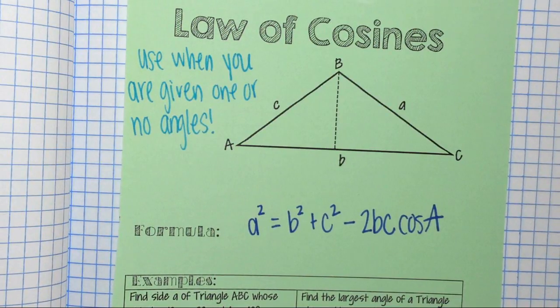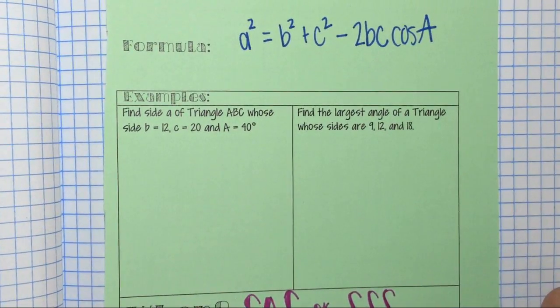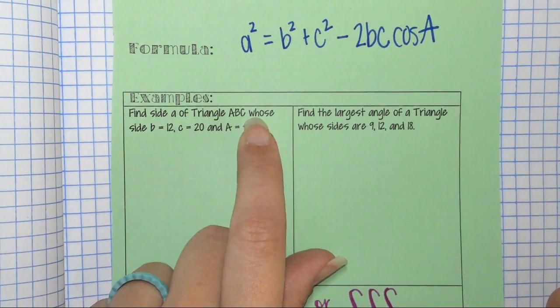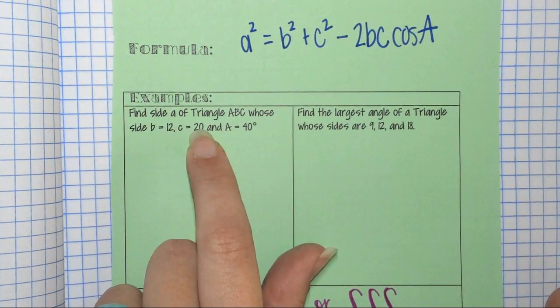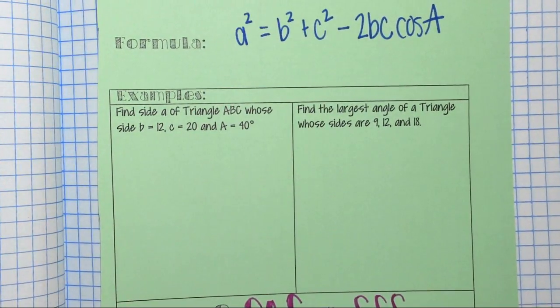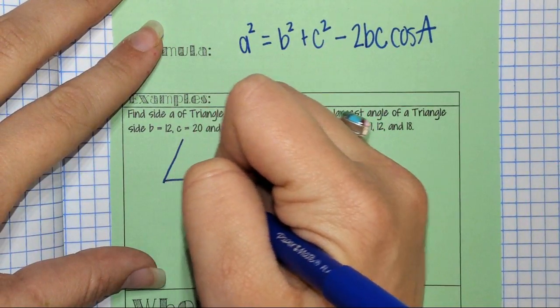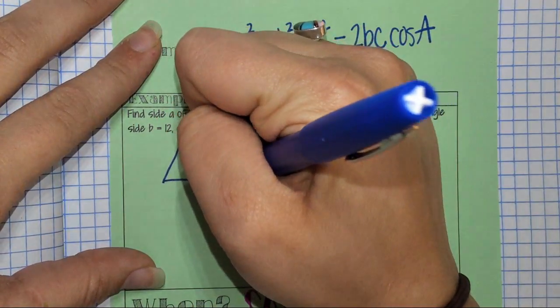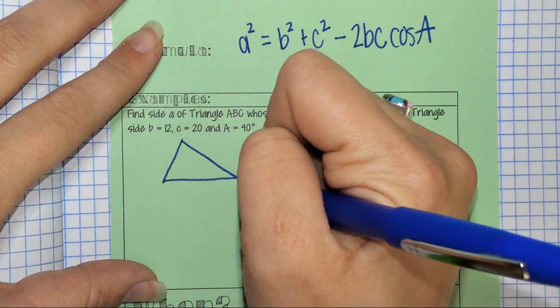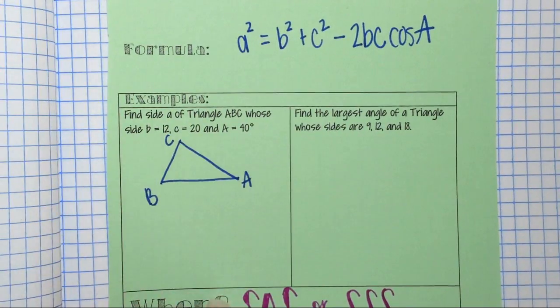Are we ready? Alright, so this says find side A of triangle ABC, whose side B is 12, C is 20, and A is 40. So what do we need to do first? Draw the triangle. Alright, let's put A on the right, B on the left, C on the top.